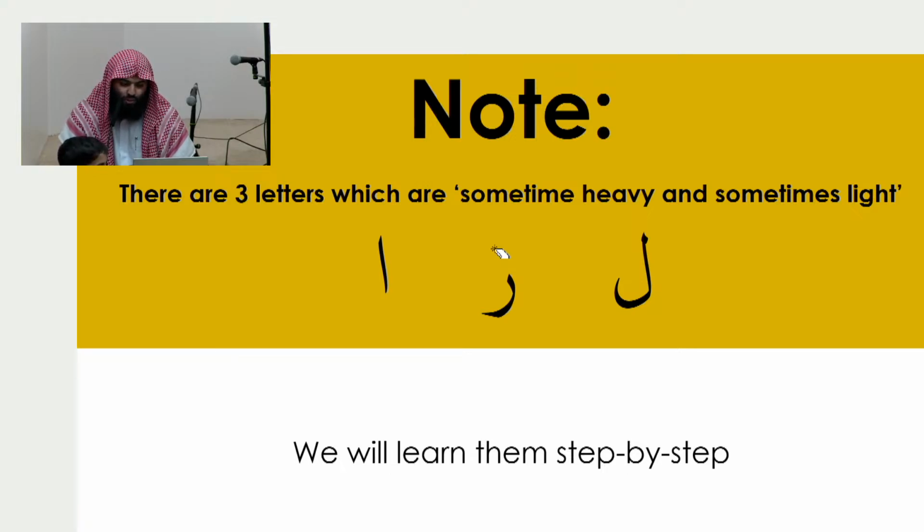Fatha or a dhamma before it. And it's considered light if it has a kasra before it. And then we took alif. Alif is heavy if there's a heavy letter before. It's light if there's a light letter before. Then there's a ra, which we will take tomorrow, inshallah.